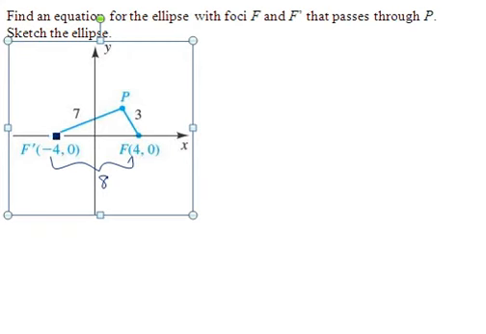What we can use, though, to find that is the fact that this 7 plus this 3 gives us 2a, where a is the length of the major axis. So 2a must be 7 plus 3, or 10, meaning that a is 5.